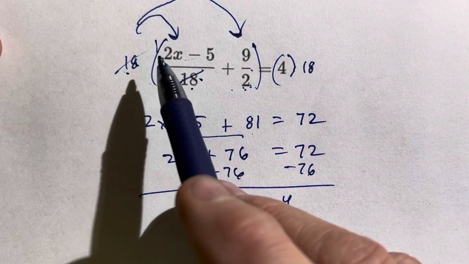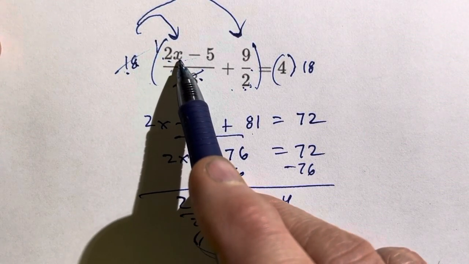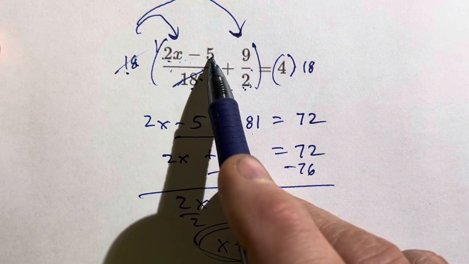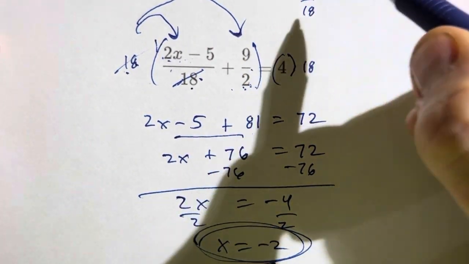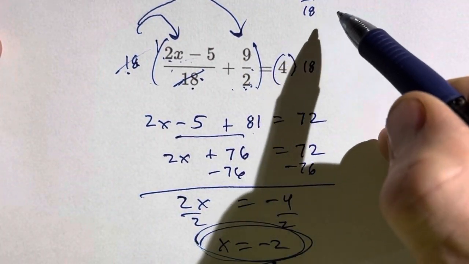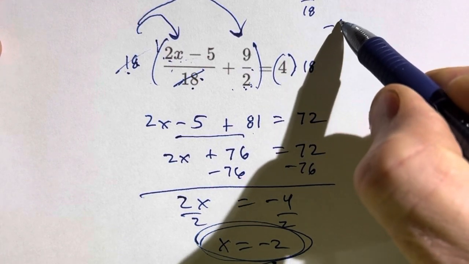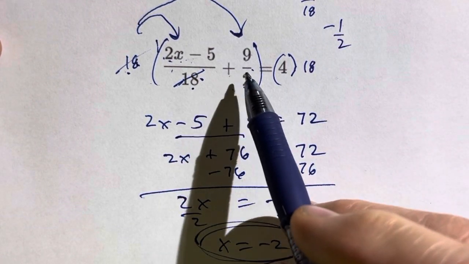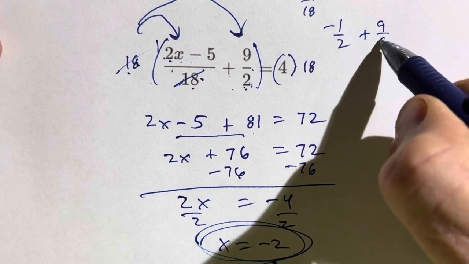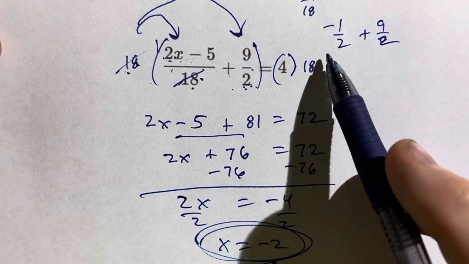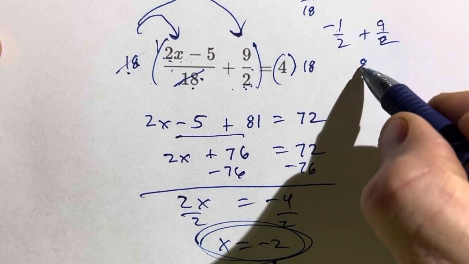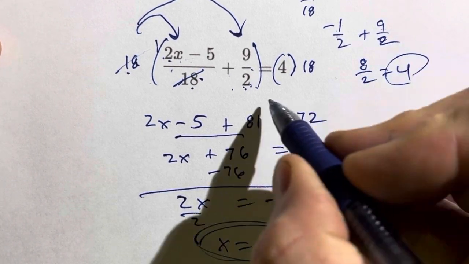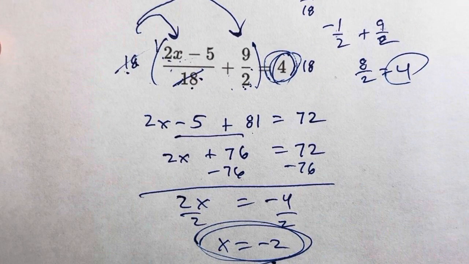If I plug my negative 2 in to check, 2 times negative 2 is negative 4, minus 5 is negative 9, so that's going to be negative 9 over 18, which simplifies to negative 1/2, so I'm just going to write negative 1/2, plus 9/2, that's going to be 8/2, so negative 1 plus 9 is 8, so it's going to be 8/2, which is 4, and see, that's what it has to equal, 4, so it checks out good.